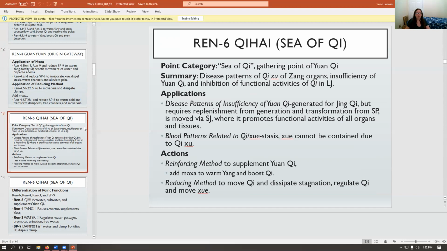And then this is also a point that is used to treat blood patterns related to Qi and blood. So stasis, blood cannot be contained due to Qi deficiency. So the Qi and blood relationship there being touched on with Ren 6. You can definitely reinforce or reduce with this point. More often than not we are going to be reinforcing, but we will be using the reducing method in order to dissipate stasis in the case of Qi and or blood stasis.